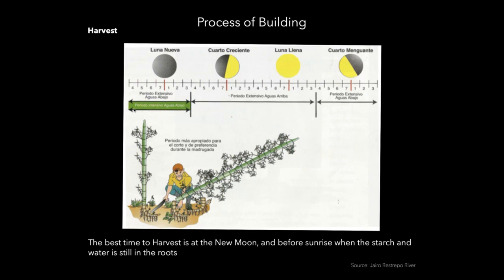And then what you do is you would cut it down and leave it on the ground. And you would leave it on the ground for maybe a week, 2 weeks. No, sorry, you have to leave it on the ground so that all the sugars go into the leaves, and then you cut the leaf off. So there's less water in the actual bamboo fibers.